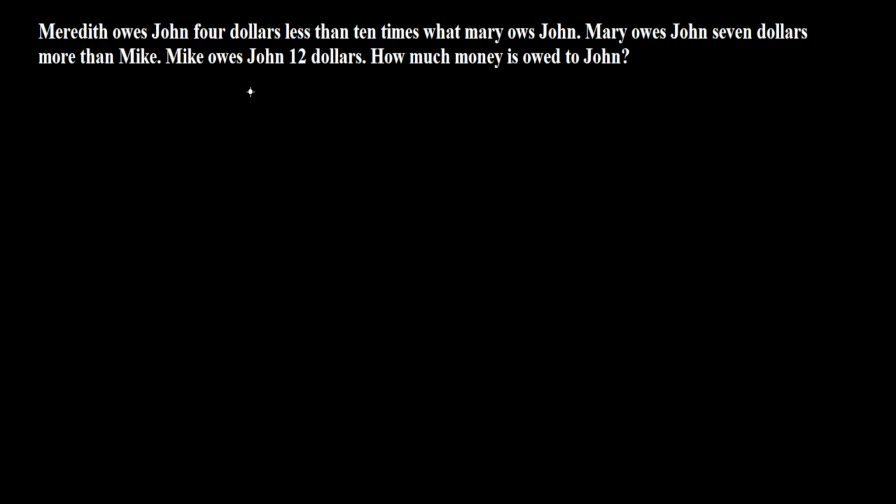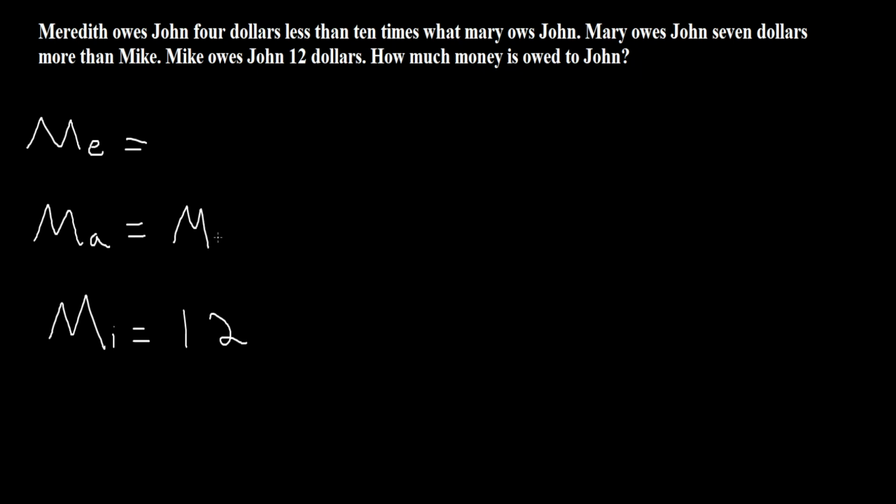So let's start with everything we need. So we have Meredith. Actually, you know what? I'm going to write with a slightly smaller one today. So we have Meredith. We have Mary. We have Mike. So, don't know why I used so many M's. It's a bit weird. Okay, so anyway, Mike owes John $12, pretty straightforward.